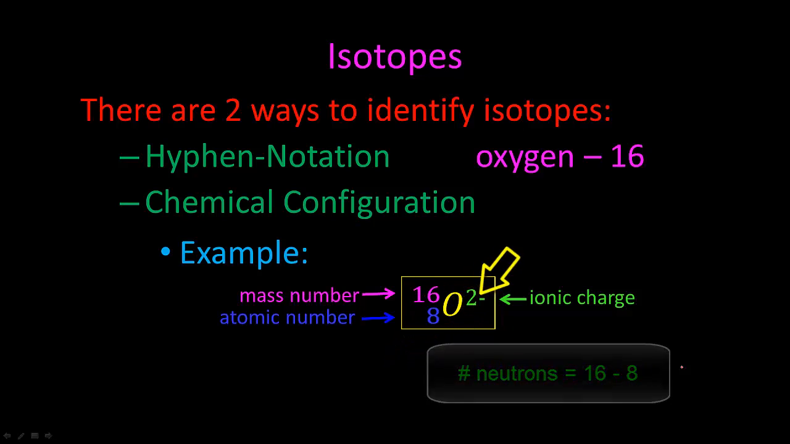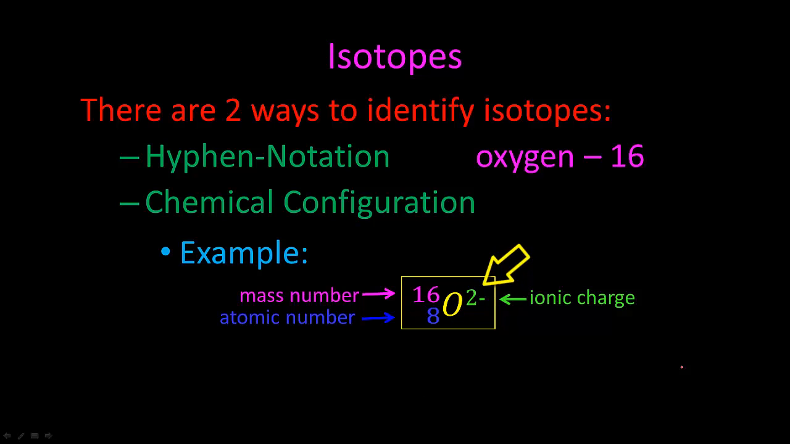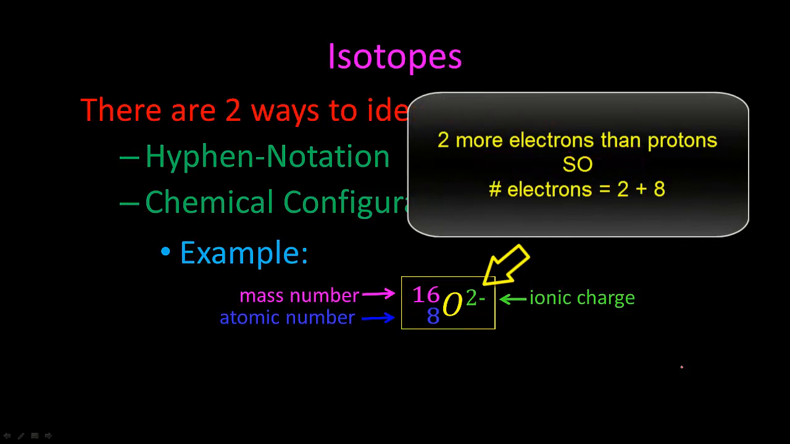The last one is in the upper right-hand corner. That is the ionic charge. That tells you how many electrons it has, or it gives you a way to find out the number of electrons. And looking at this charge of oxygen, it says that it has 2 more electrons. It's a negative charge, so it has 2 more electrons than it has protons. We know it has 8 protons, so it must have 10 electrons.